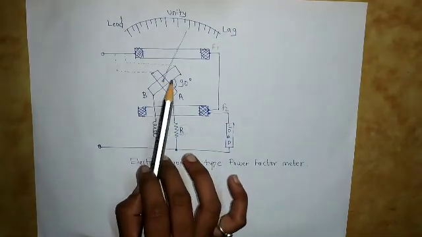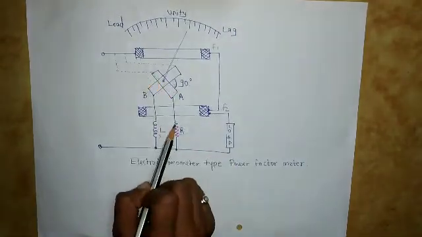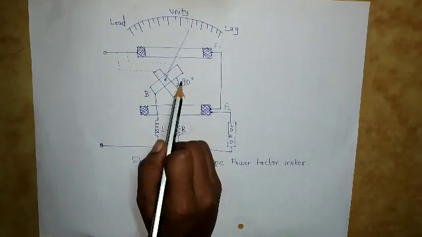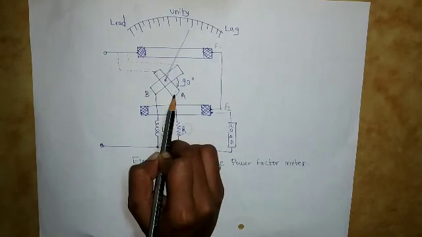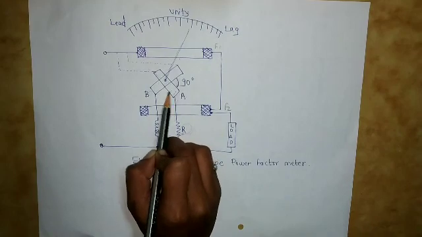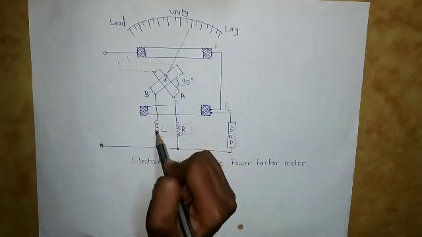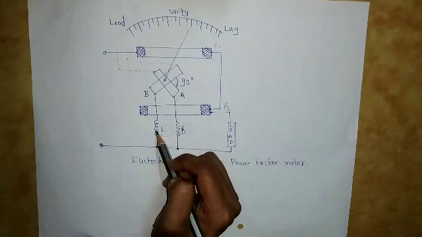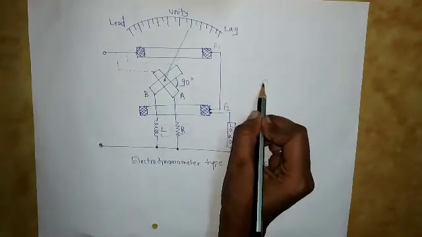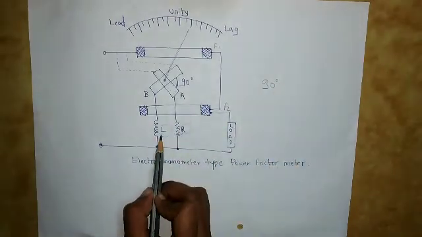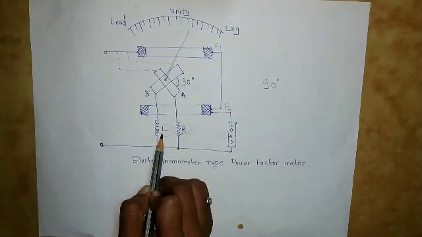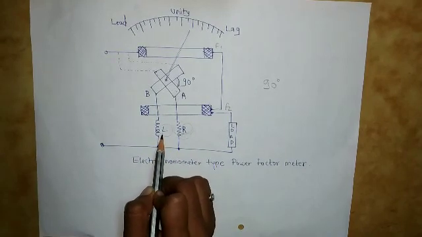Current through coil A is in phase. Here we have connected resistance in series with coil A, so the current that flows through it will be in phase with the supply voltage. But for coil B we have connected inductance, so the current will lag the supply voltage by 90 degrees. This is inductance, this is resistance, so the current will be in phase here, and here the current will lag the supply voltage by 90 degrees.